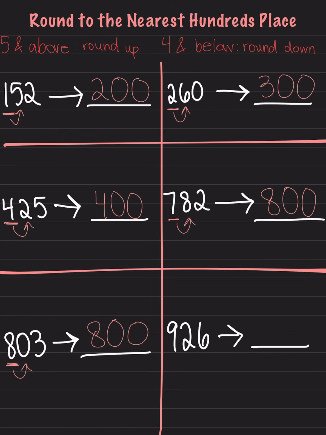And lastly, I have the number 926. 9 is in the hundreds place. I look at its neighbor, which is 2. 2 falls under the 4 and below category, which means I round down. Rounding it down means I keep the number the same, so the 9 remains a 9, and I follow it with 2 zeros. And this is how we round numbers to the nearest hundreds place.